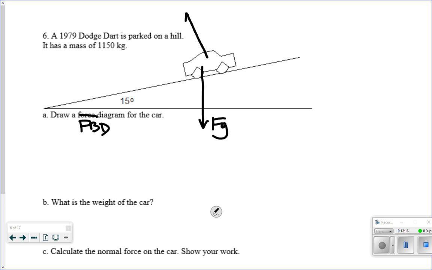We have normal force going perpendicular to the surface, and you have to figure that there is friction trying to keep it from sliding down the hill because we know that there's a piece of that gravity that is trying to go down the hill.